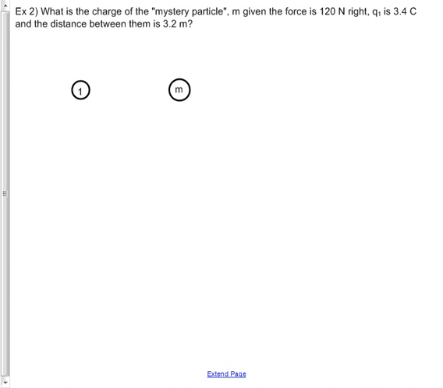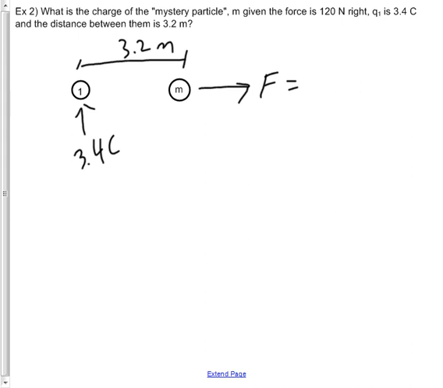The next one, again, I have a mystery particle, and I want to know what its charge is. And all we know is that when I put it 3.2 meters away from another one, this object that has a charge of 3.4 coulombs, it's experiencing a force of 120 newtons to the right. So that's what we know, and I want to know what is the charge of the mystery particle. So again, what I'm going to ask you to do here is try this one. So pause the video, try this question. And when you think you've got an answer you're happy with, start the video again and we'll see how you did.